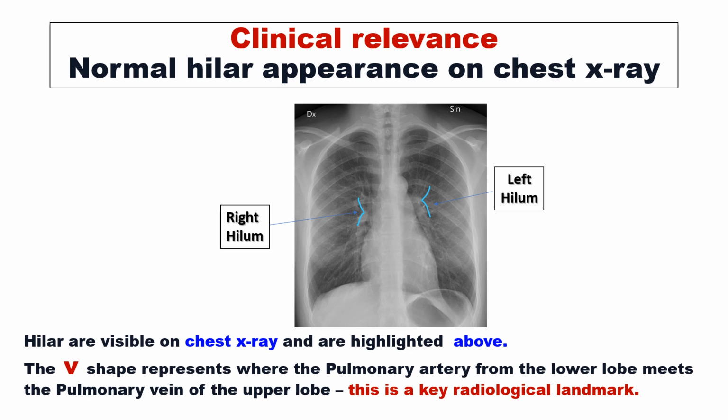Coming to the clinical correlation of a normal hilar appearance on the chest, right hilum and the left hilum. Hilar are visible on chest X-ray and they are highlighted above. A V-shape represents where the pulmonary artery from the lower lobe meets the pulmonary vein of the upper lobe. This is a key radiological landmark.